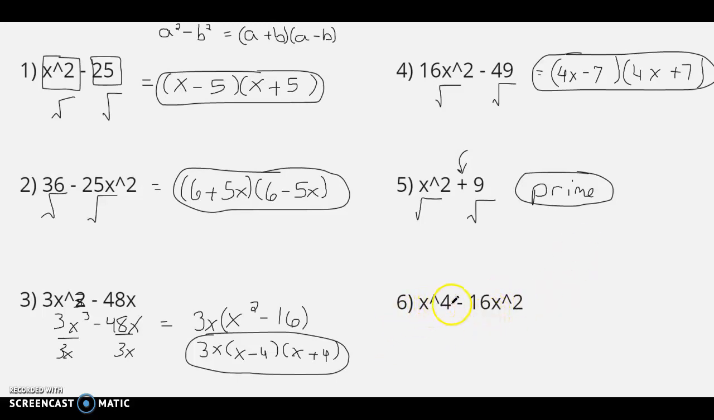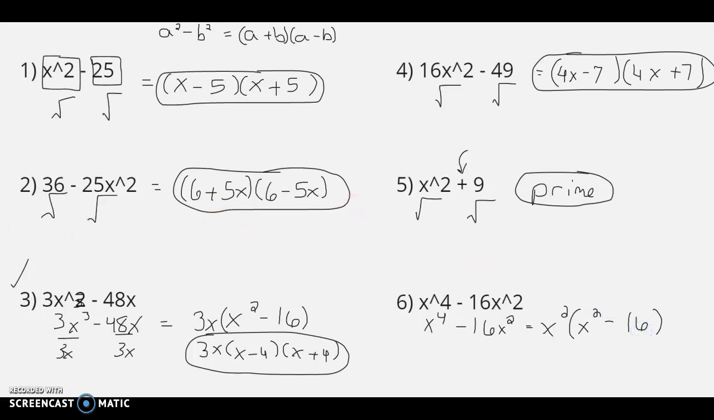Finally, we have x to the 4th minus 16x squared. Let me write this out so we see the exponents a little better. X to the 4th minus 16x squared. Now, it's true both of these are perfect squares, so we could factor the way they are right now, but first let's look for a GCF, just like in number 3 here. Look for the GCF of x to the 4th and x squared. We can take an x squared out of both of them. And then we'll write what's left after dividing out an x squared. This would be x squared, this would be 16.